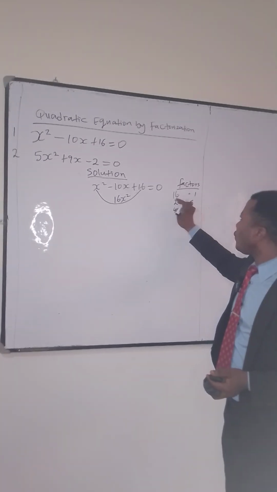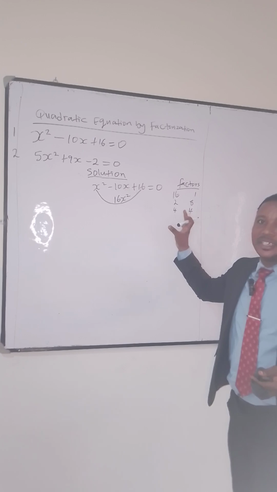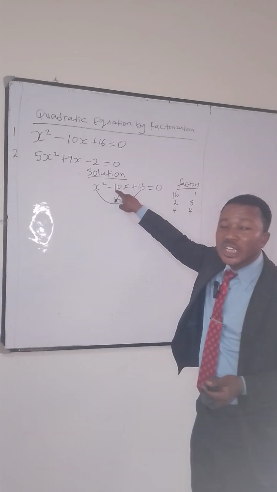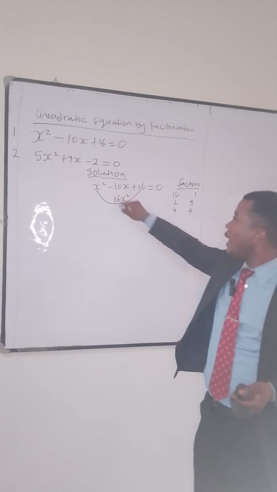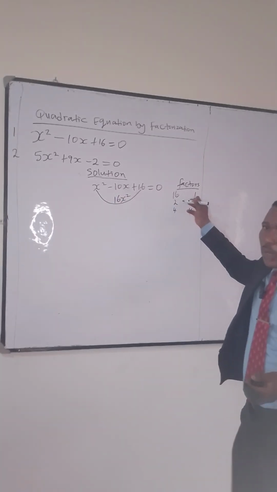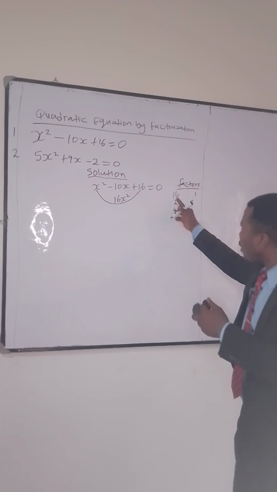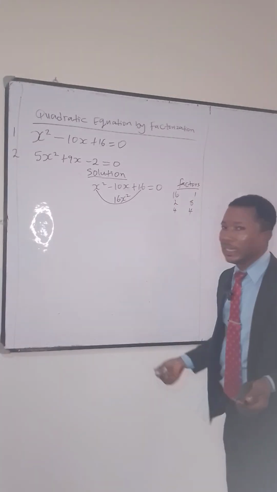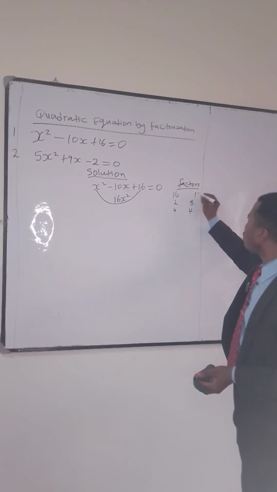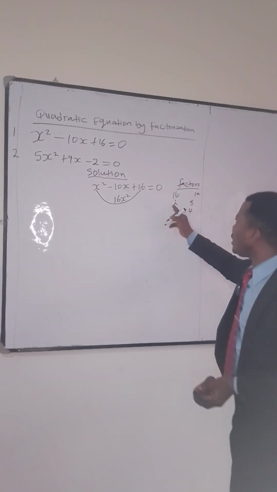But we are looking for the sum. When you add or subtract any of these factors, that will give you the coefficient of x, which is minus 10. Now if you look at this, 16 plus 1 is 17. It will not give us minus 10. If you also subtract, 16 minus 1 is 15, so it still will not give us minus 10. So these two factors are out of it.